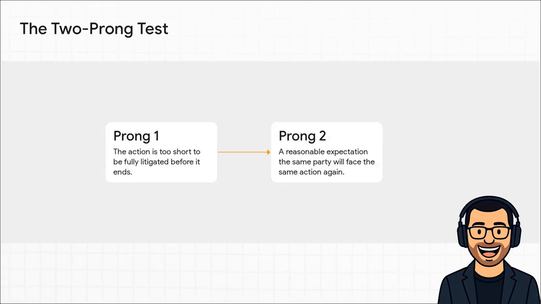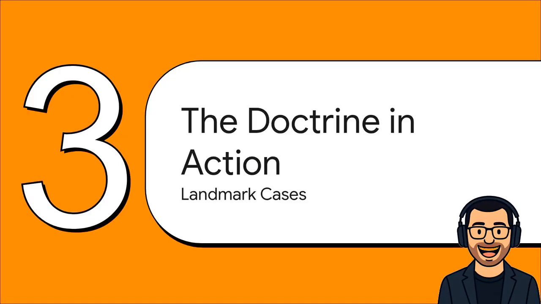So how does a court actually decide when to use this legal replay button? Well, they use a really specific two-part test. First, the thing being challenged has to be inherently short-term. It's over too fast for the normal court process. And second, and you really want to remember this part, there has to be a reasonable chance that the very same person who filed the lawsuit is going to face the exact same problem all over again. You gotta have both. Now, I know that might sound a little bit abstract, so let's look at how this all works in the real world with some major cases.